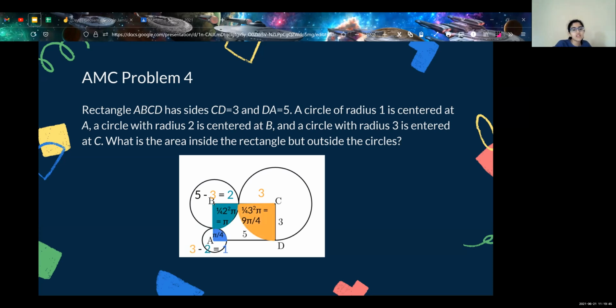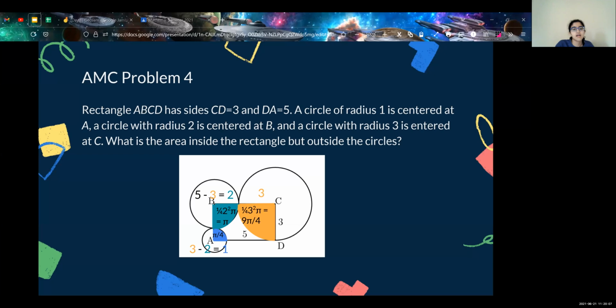And then the area of each of these sectors is 1/4 times 2 squared pi, which equals pi for the light blue, and then pi over 4 for the other blue one. And then 1/4 times 3 squared pi is 9/4 pi, so that would be the orange one.